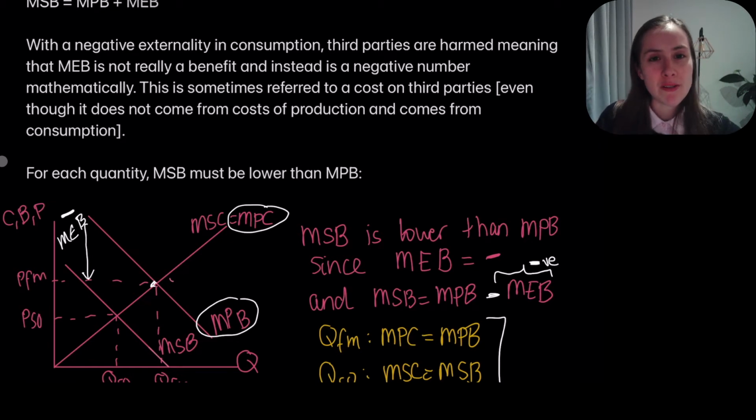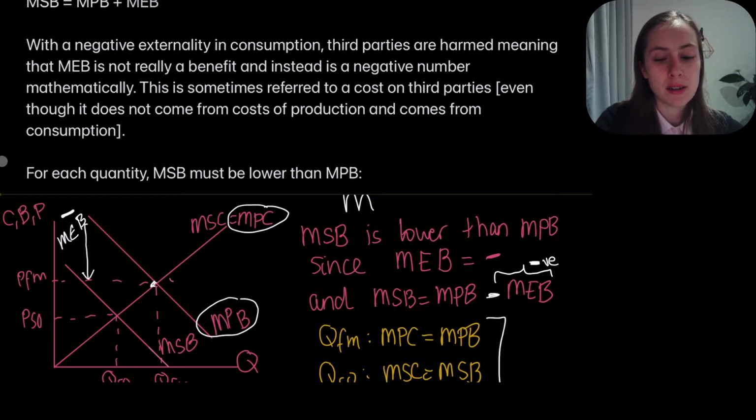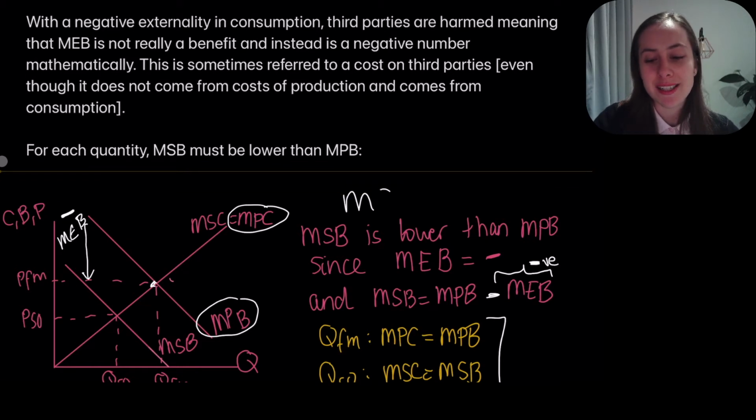So the way we get around this is we add a negative sign in front of the MEB. So we're saying, hey, third parties, I'm not going to give you a benefit. I'm going to give you a minus benefit, which means I'm harming you. I'm going to take away benefits from you. I'm really kind of adding a cost onto you, or not really a benefit. So let's just write that. It's really clear. This MEB thing is a negative number.